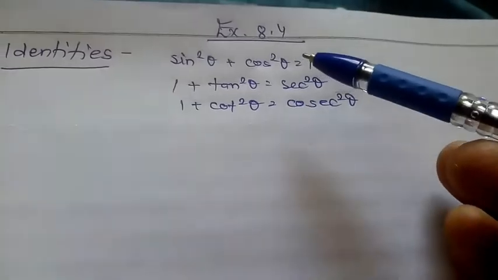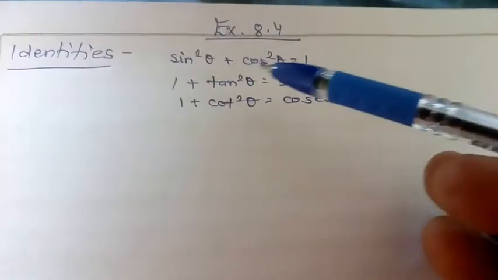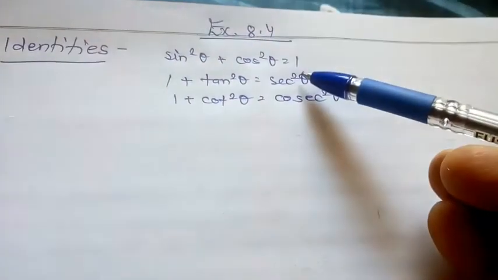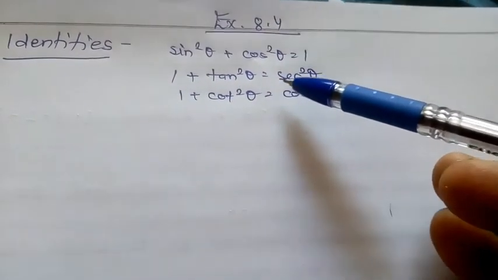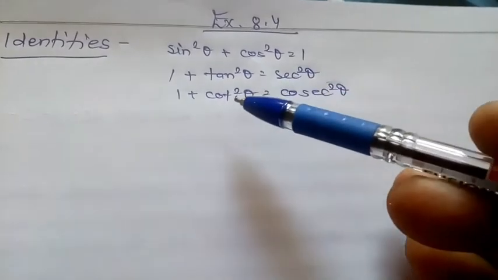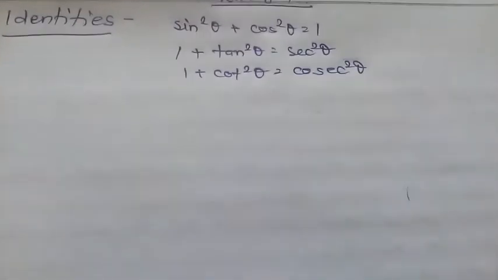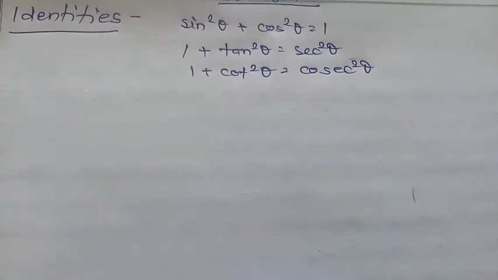Exercise 8.4, using identities. Identity number 1: sin square theta plus cos square theta equal to 1. Second: 1 plus tan square theta equal to sec square theta. And the third one is 1 plus cot square theta equal to cosec square theta. Now, question number 5.